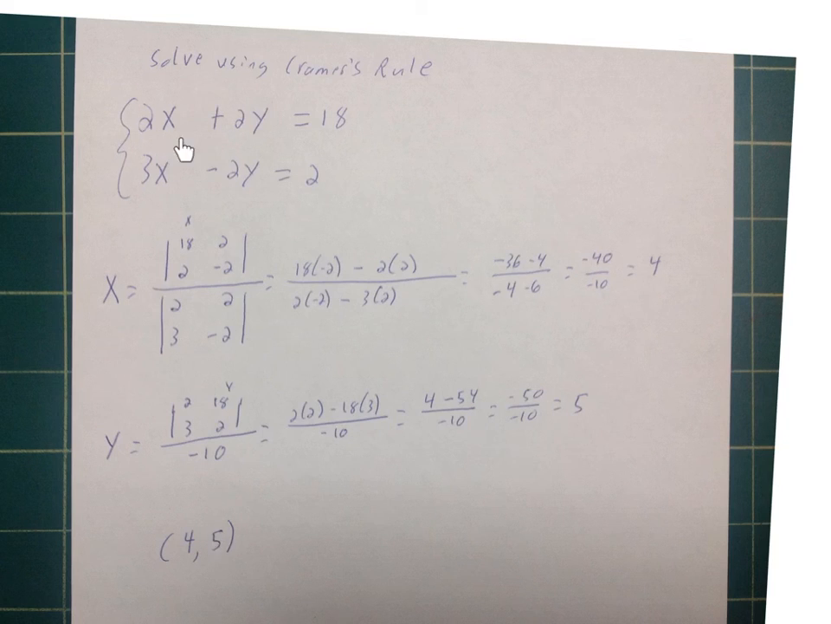You could check that. If you put 4 here and 5 there, you'll get 18. Put 4 here and 5 here, you'll find the answer, your answer 2.